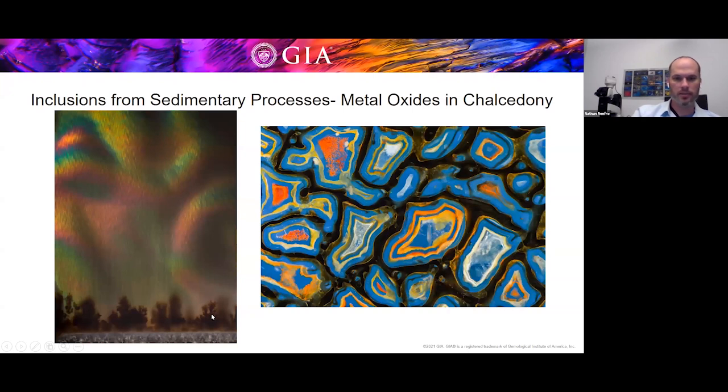And this over here is another example of the metal oxides getting trapped into chalcedony. This is an iris agate, and it has these manganese oxide plumes that have been incorporated into the stone along the interface between this quartz and the chalcedony here.